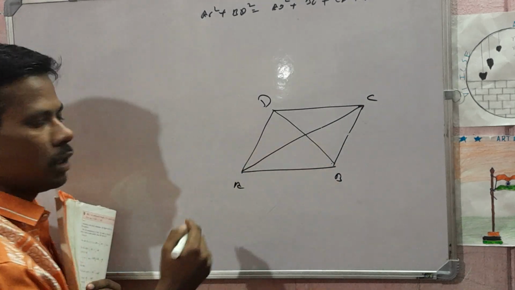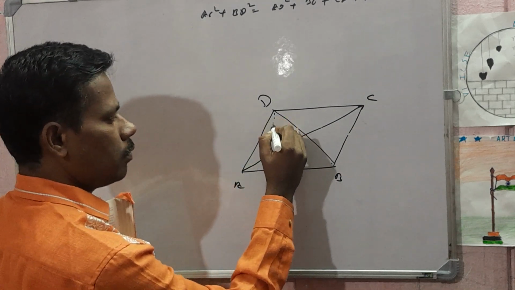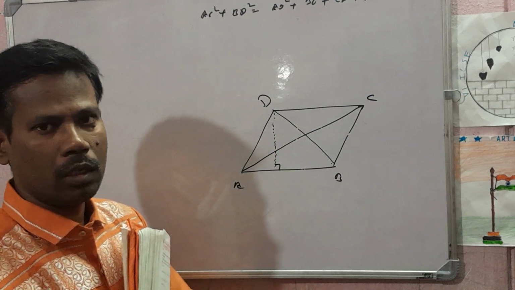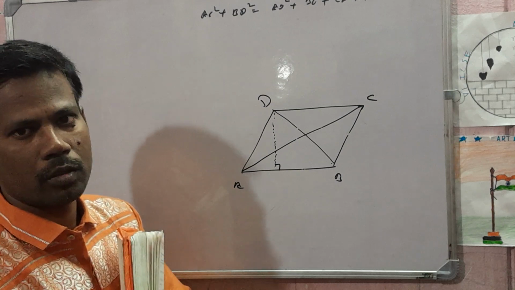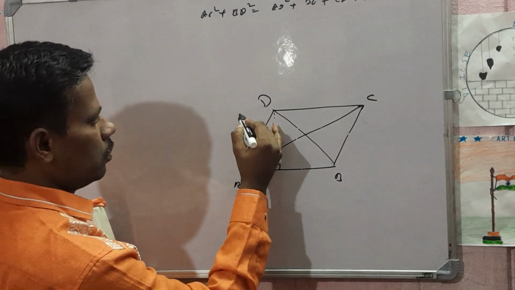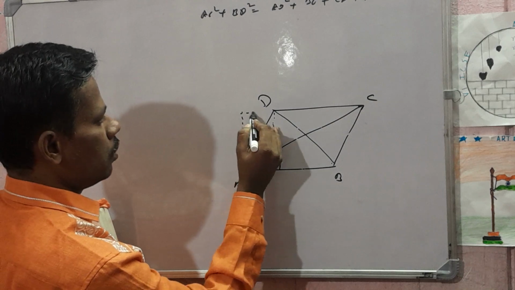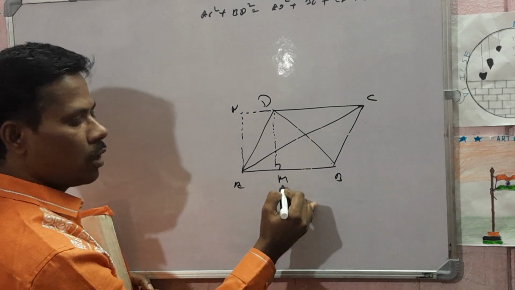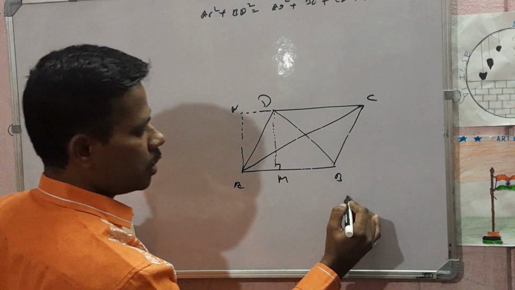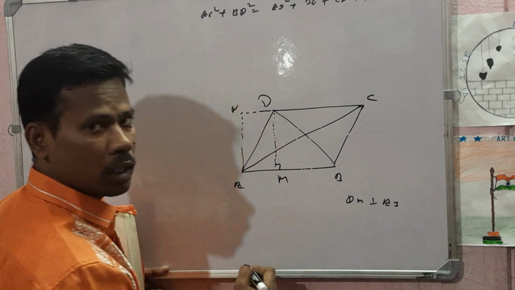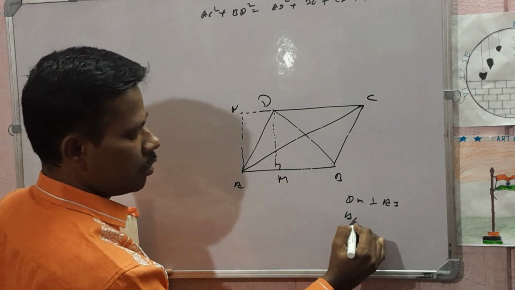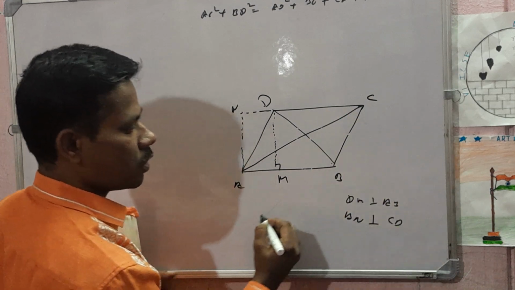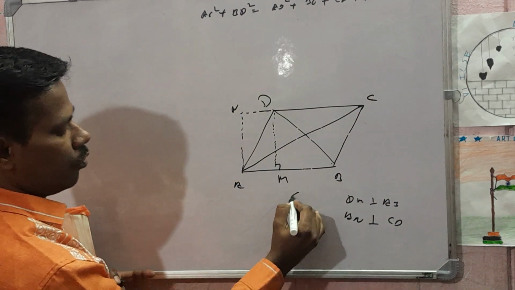So in order to prove this one, you need construction. Otherwise you cannot do this problem. Already I said this model I have done in a different method. You can also refer to that problem as well as this one. This you write M, this you write N. Draw DM perpendicular to AB and AN perpendicular to CD. Construction. So first step is construction.